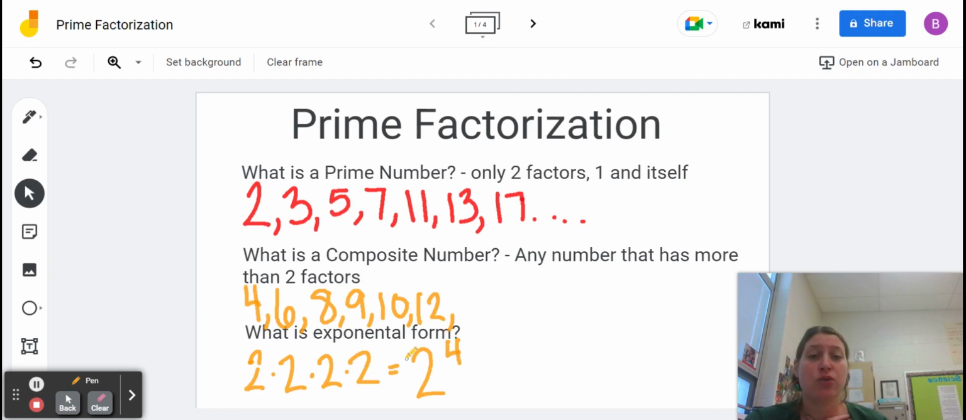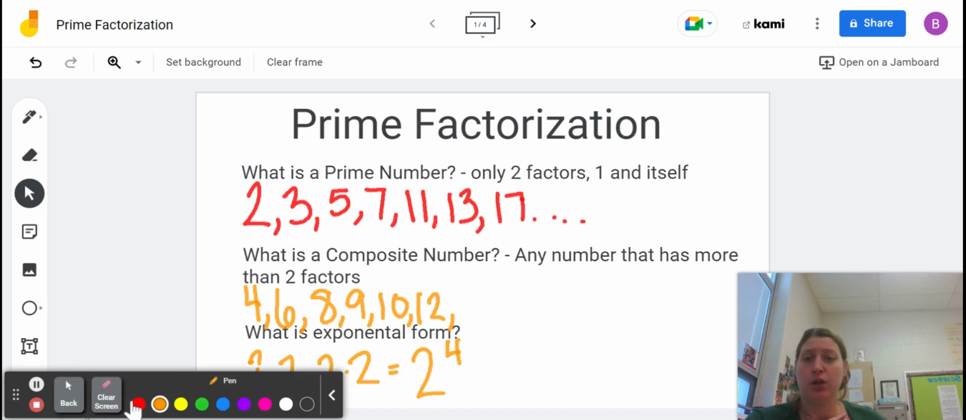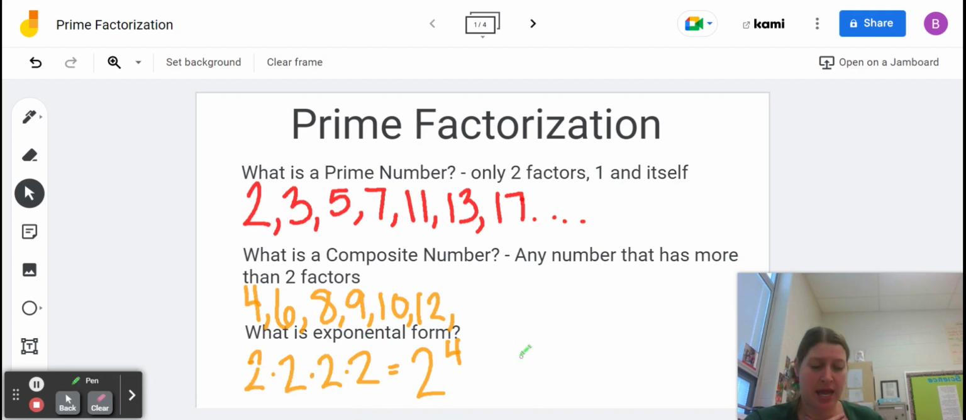So the exponential form of 2 times 2 times 2 times 2 is 2 to the 4th power because I have 2 4 times. So we can do this again, and I'm going to do something with a different number. So let's say I have 3 times 3 times 3.